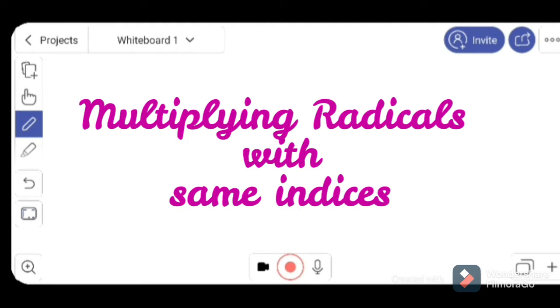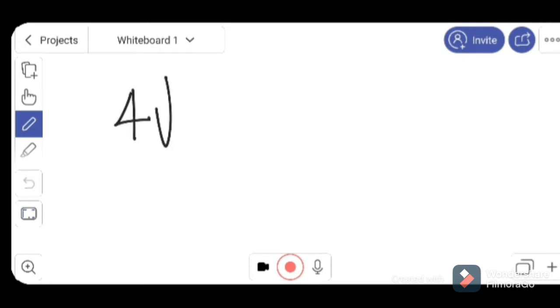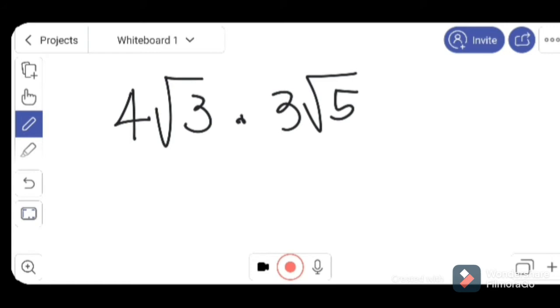For example, 4 square root of 3 times 3 square root of 5. So, multiply the coefficients first. 4 times 3, the answer is 12.